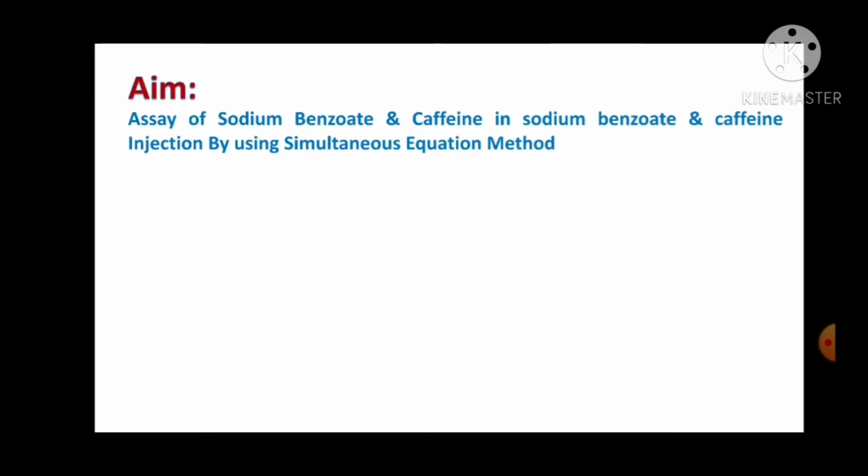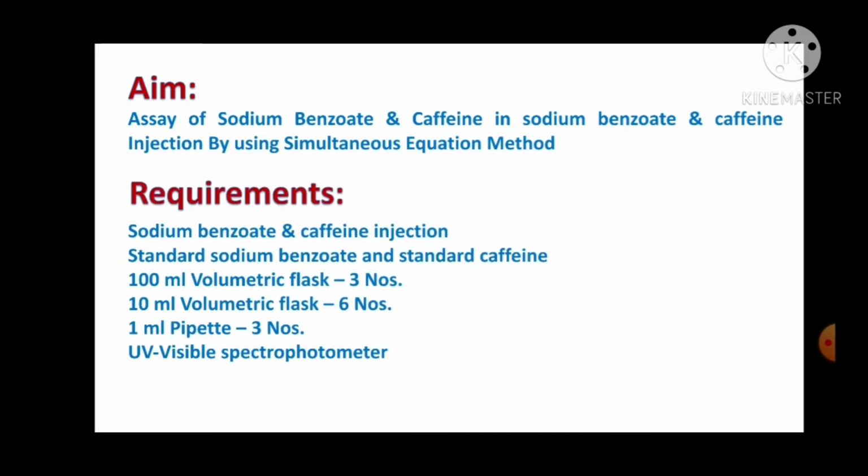The aim of the experiment is assay of sodium benzoate and caffeine in sodium benzoate caffeine injection by using the simultaneous equation method. So these are the requirements to perform the experiment. We require a formulation, a standard of sodium benzoate and a standard of caffeine. We require simple volumetric flasks of 100 ml and 10 ml capacity. We require a pipette and a UV spectrophotometer.